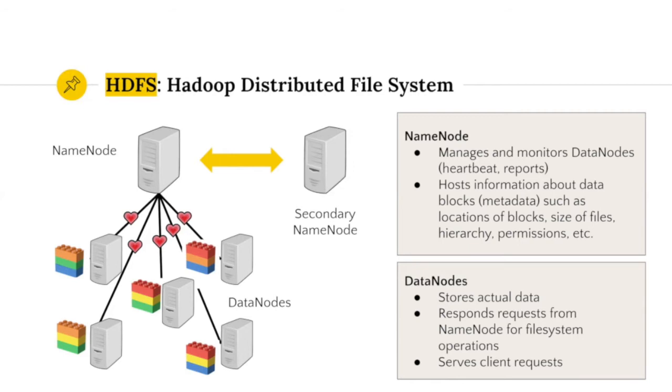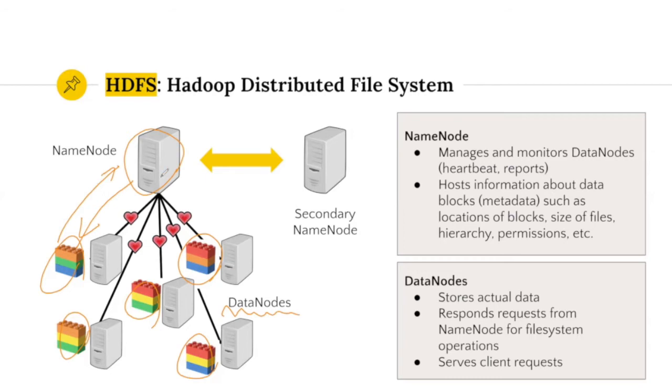So the slave nodes are actually called data nodes. And what data nodes do is they store the actual data. So data is stored in the data nodes, and whenever the name node, which is the master node, asks for a query, the data node runs that query, spits out the result, and sends it over to the name node.